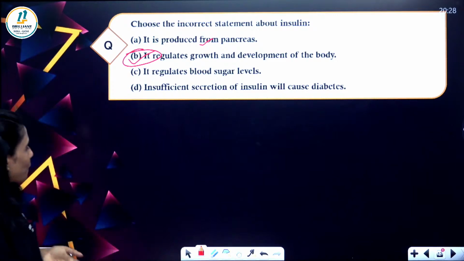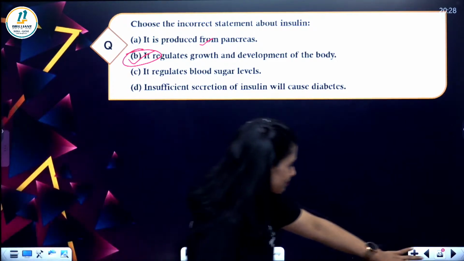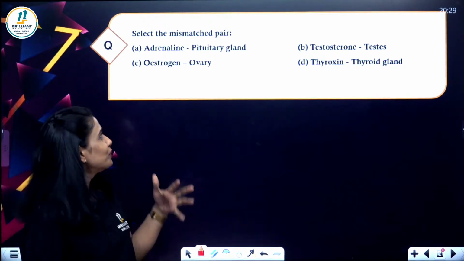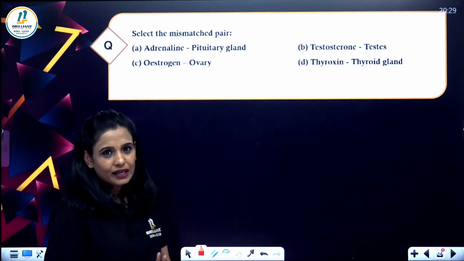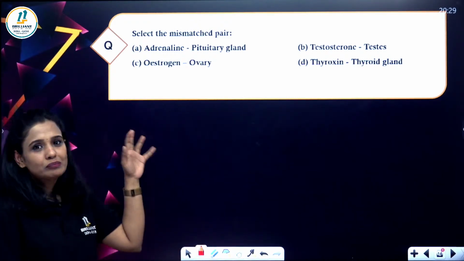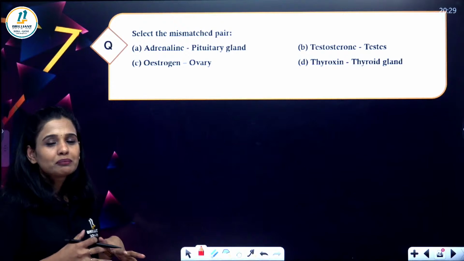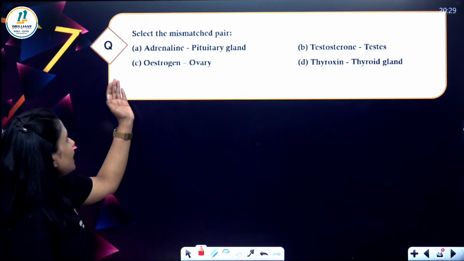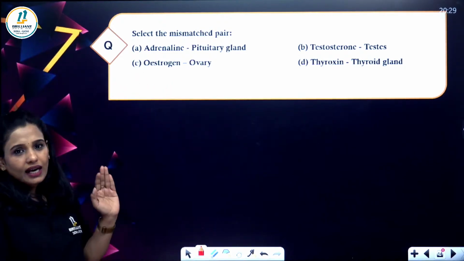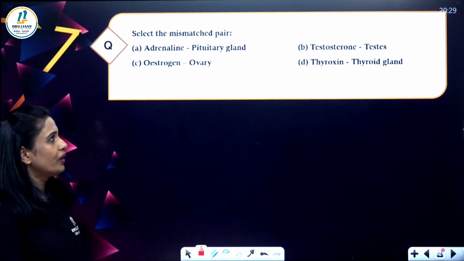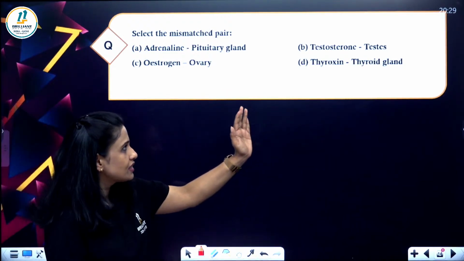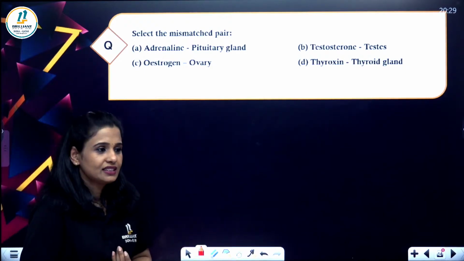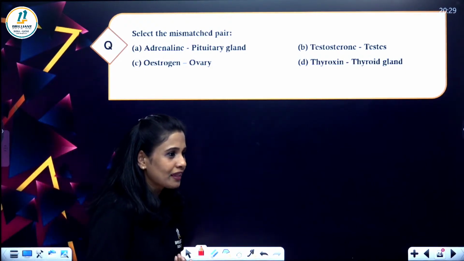Okay, so the next question. You have to select the mismatched pair. Remember, it should be the mismatched pair, not the matched pair. Adrenaline, pituitary gland; estrogen, ovary; testosterone, testis; thyroxine, thyroid gland. Which is the mismatched pair in this? Waiting for your answer.